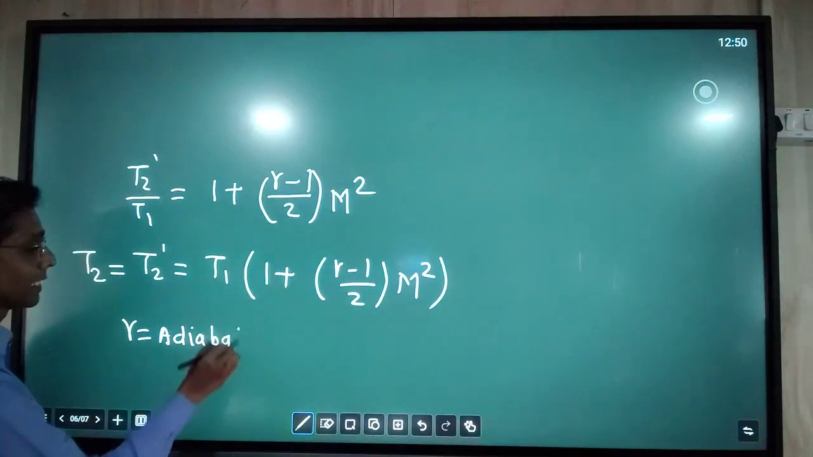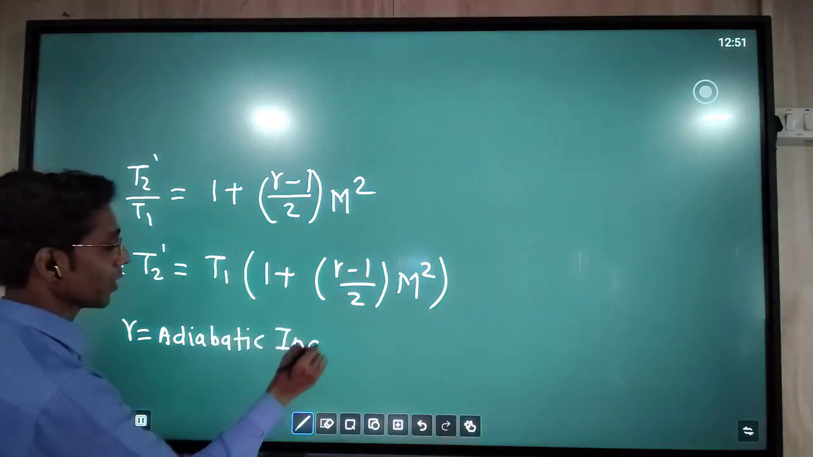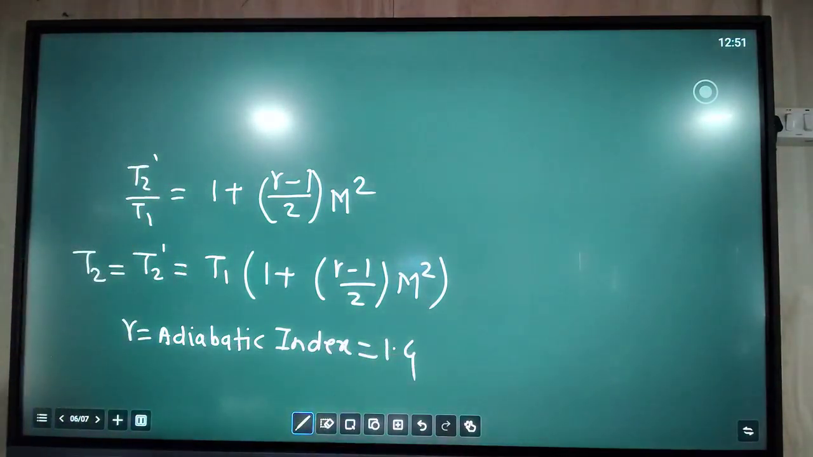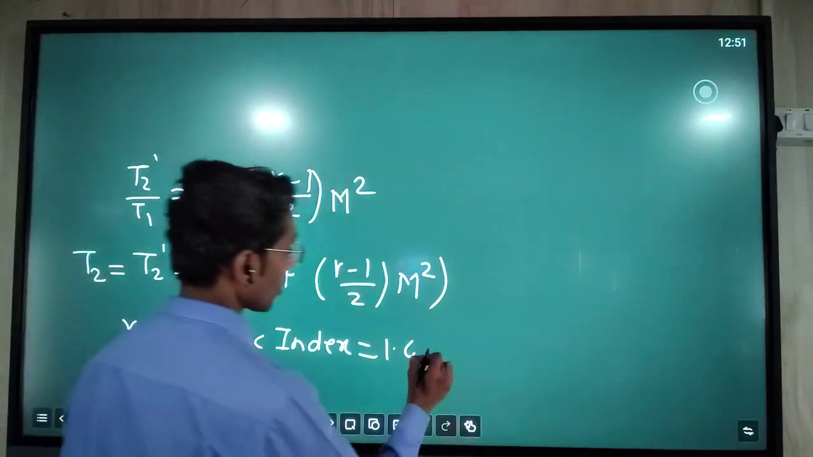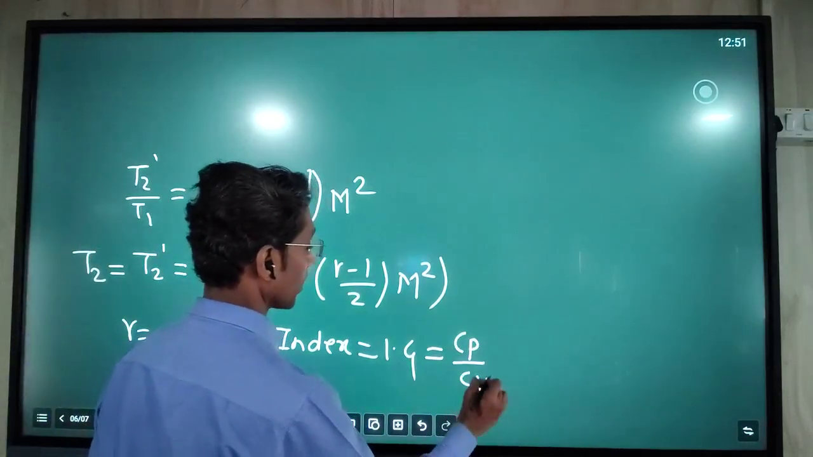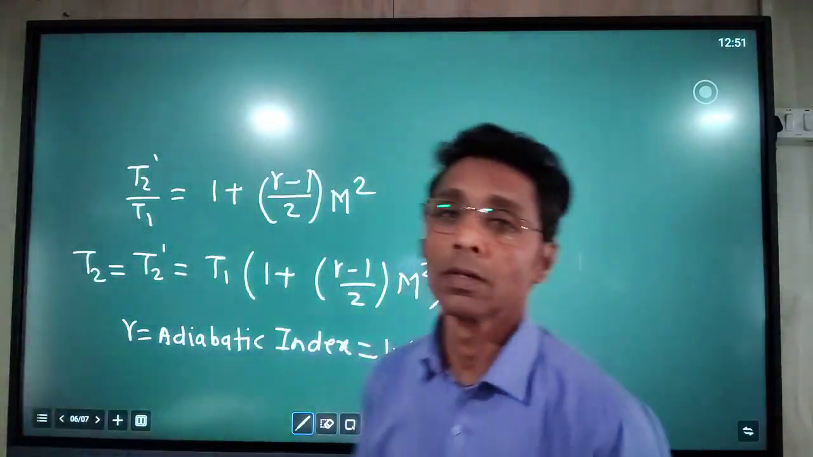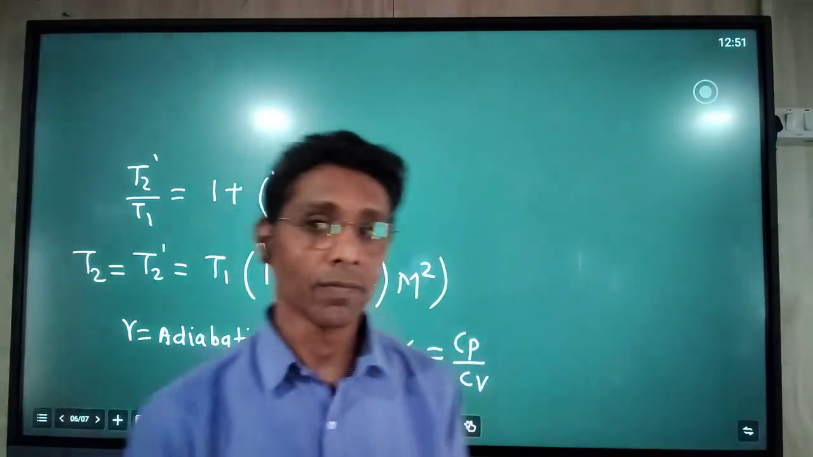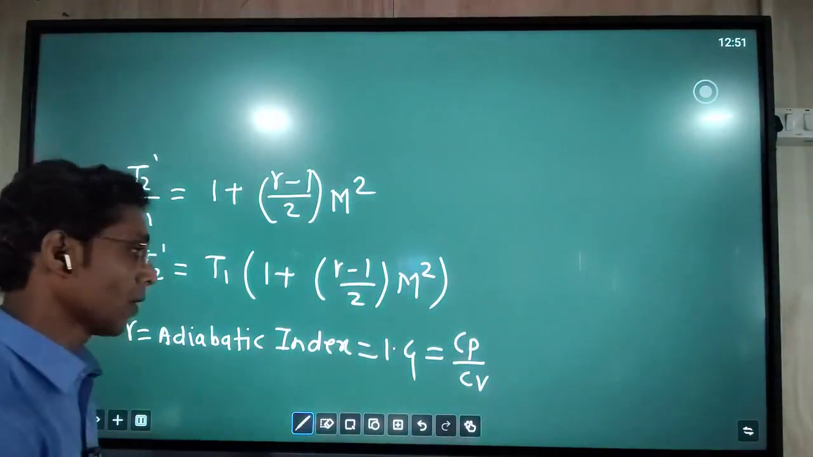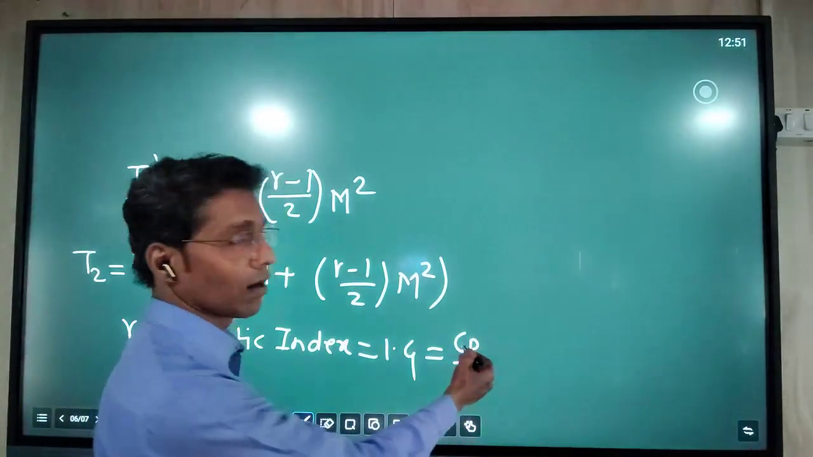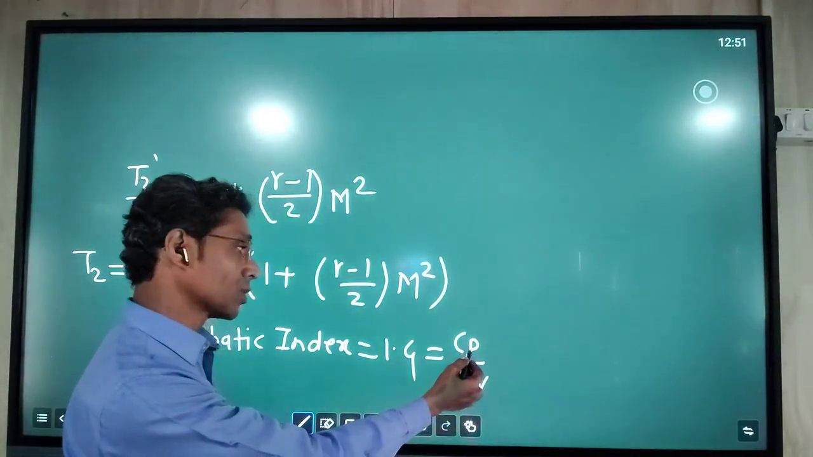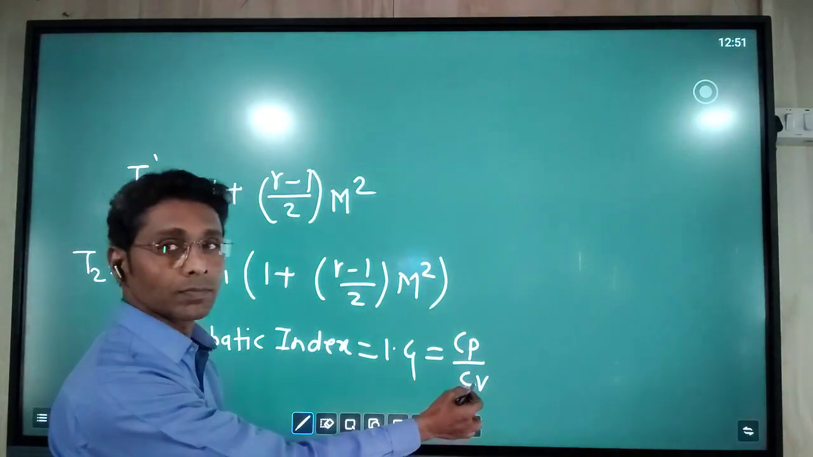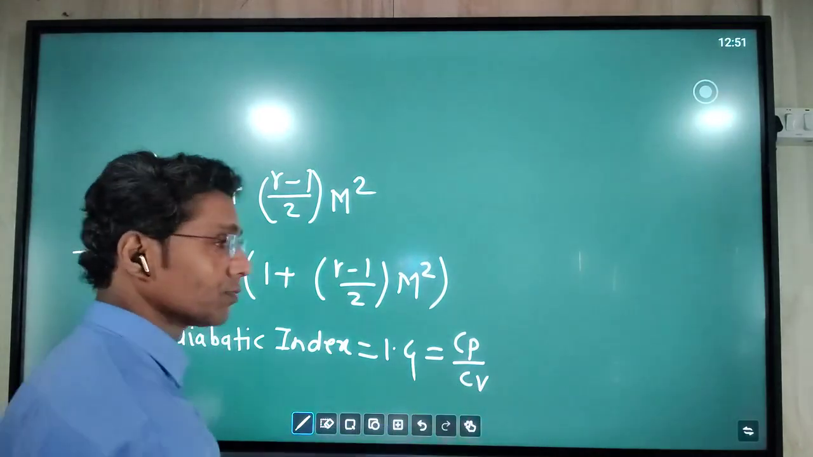Normally its value is taken as 1.4 for calculation purposes. It is also the ratio of Cp to Cv of the air, that we have studied in the subject air standard cycles in engineering thermodynamics. Cp upon Cv, that is specific heat at constant pressure and specific heat at constant volume, Cv.